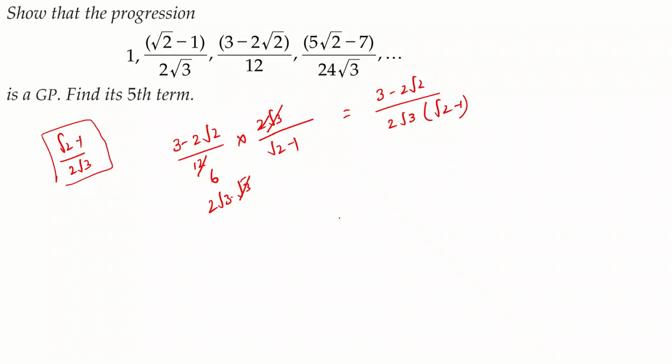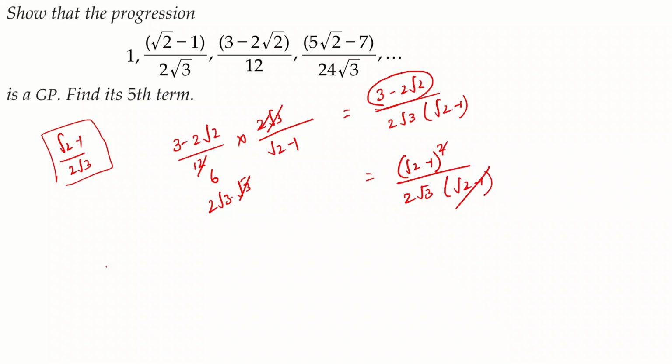So I guess some more simplification is required. You see that 3 minus 2 root 2 can actually be written as root 2 minus 1 the whole squared. So I can write down this 3 minus 2 root 2 as root 2 minus 1 the whole squared divided by 2 root 3 times root 2 minus 1, and then one of these will cancel out. So actually I am getting the same common ratio.